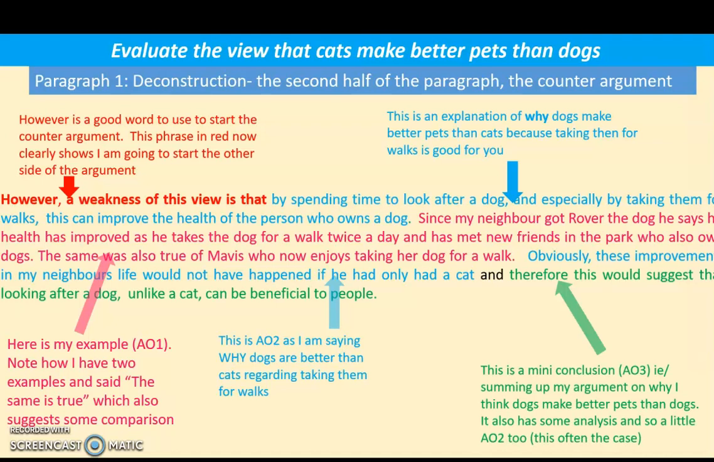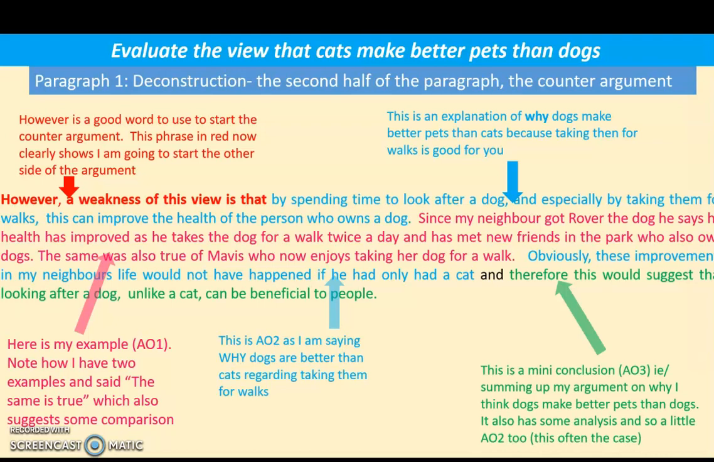Obviously these improvements in my neighbour's life would not have happened if he'd only had a cat. I think in reality I just had a bit more in blue here, and by taking the dogs for a walk improves people's health and therefore makes them happier or something like that. It just needs a little bit more there. But you've got this explanation, AO2, about why those examples show that dogs are actually better than cats.